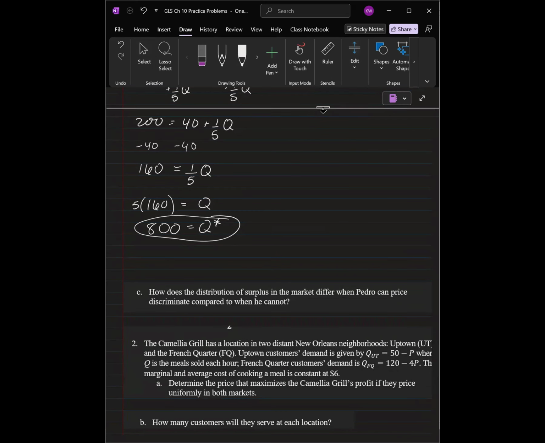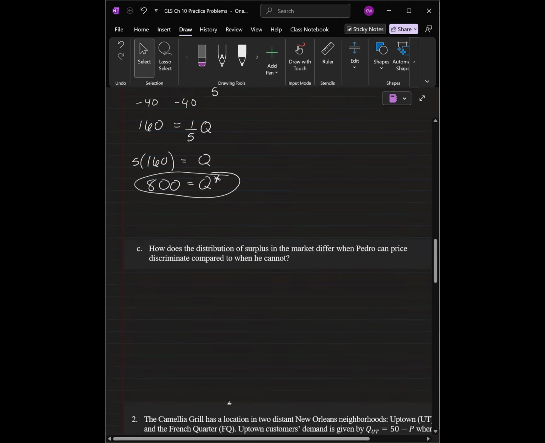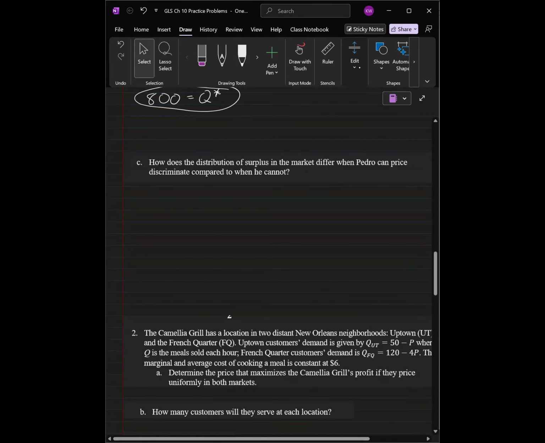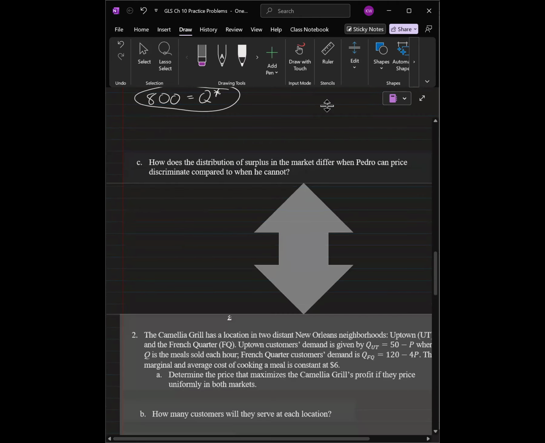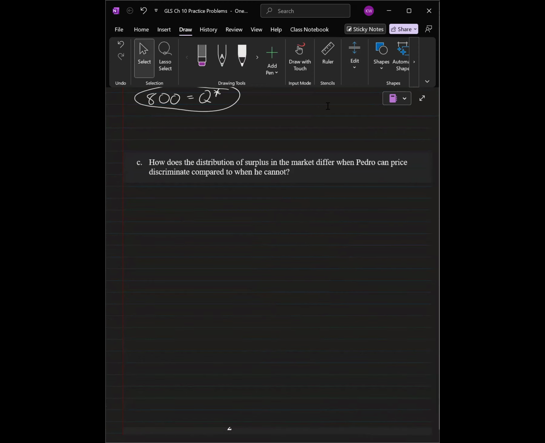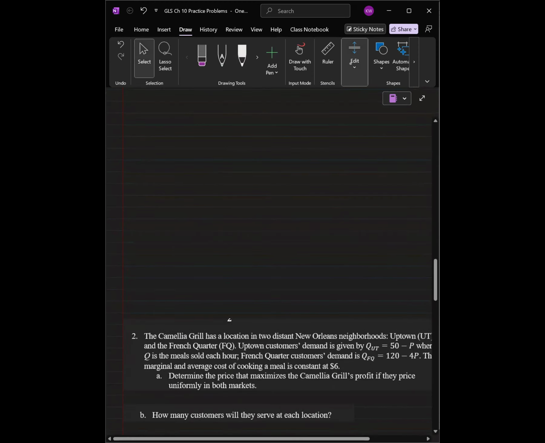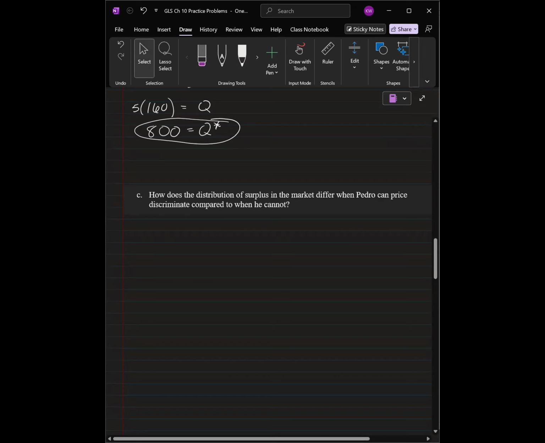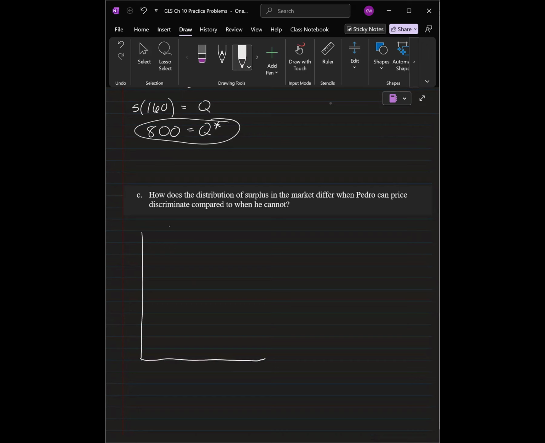Moving on to C, it asks us to compare how the distribution of surplus changes when Pedro goes from being a single price monopolist to when he can perfectly price discriminate. Okay, so let's go ahead and draw this market just so we can visualize what's going on here. So Pedro again is our monopolist. That means he's going to face a downward sloping demand curve.